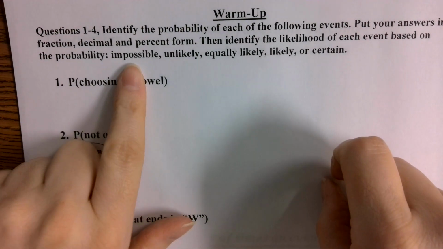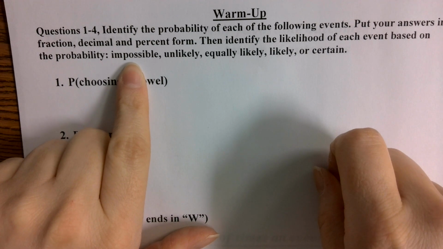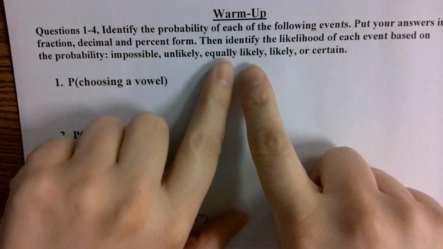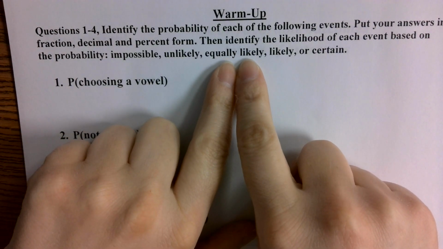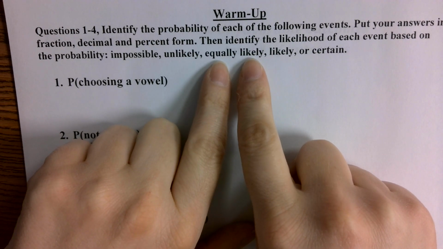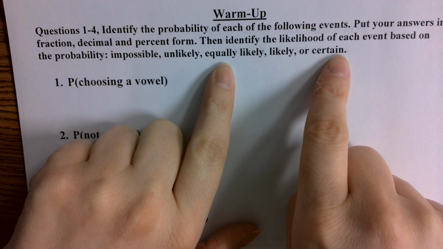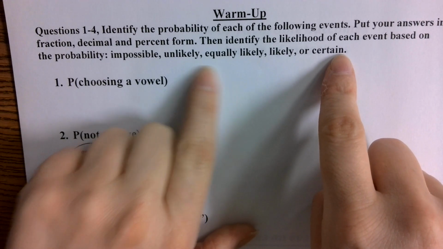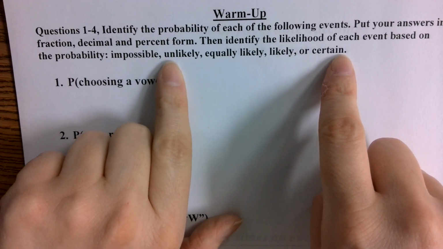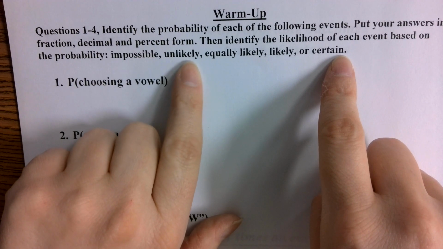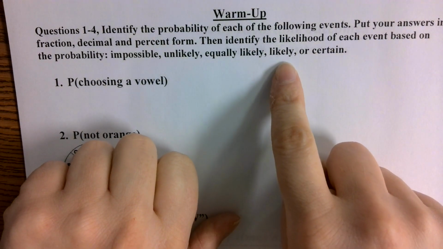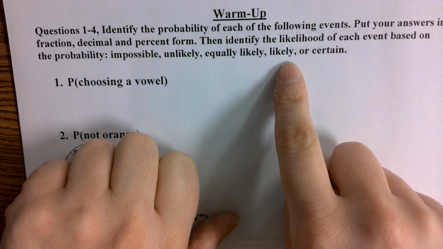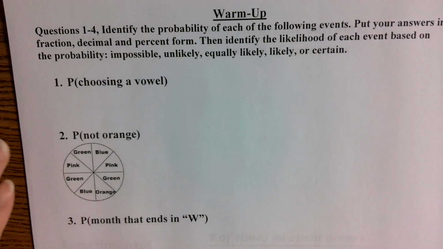Remember, if it's impossible, it means it has a 0 chance of happening. If it is equally likely, it means that it has 50% or half of a chance of happening. If it is certain, it means it's 100% chance or 1 whole of the probability happening. Unlikely is between 0 and 50%. Likely is between 50 and 100%. So we're looking at those values there.